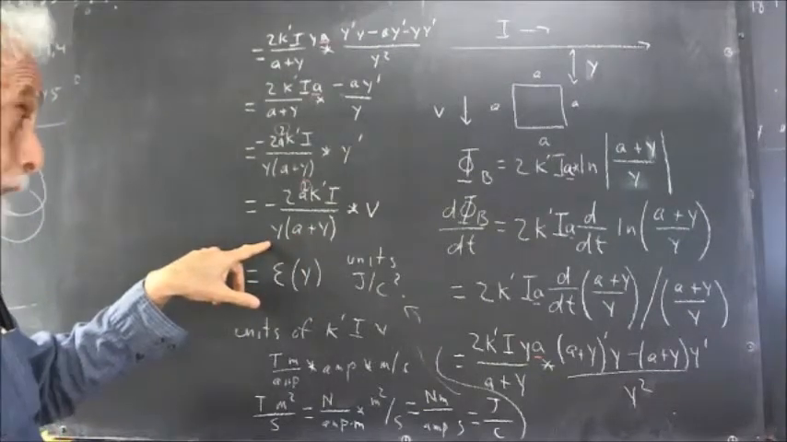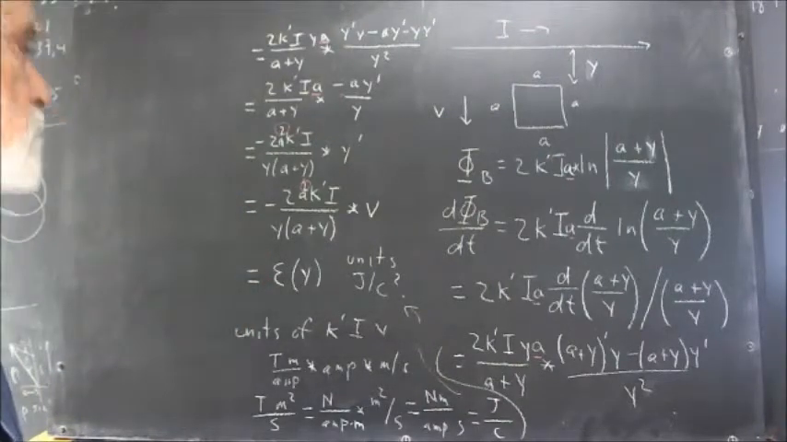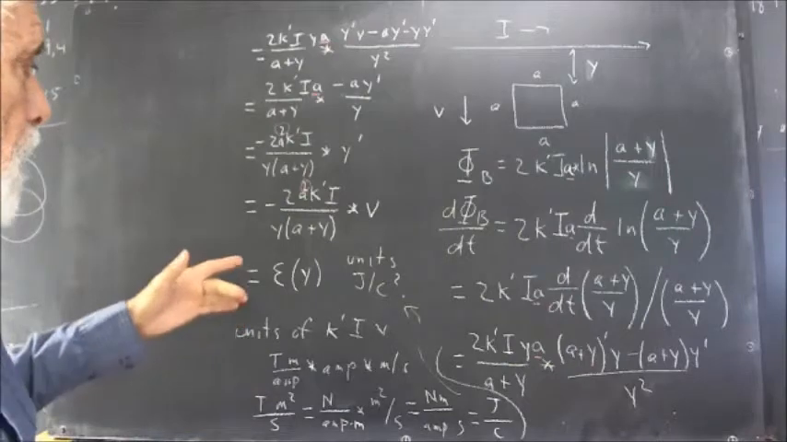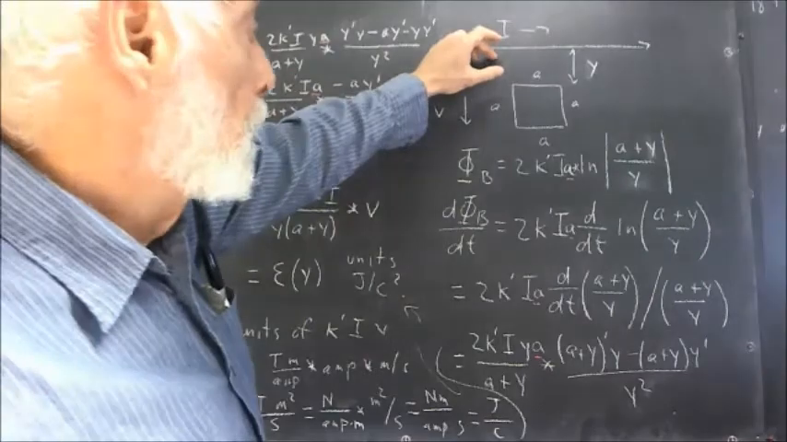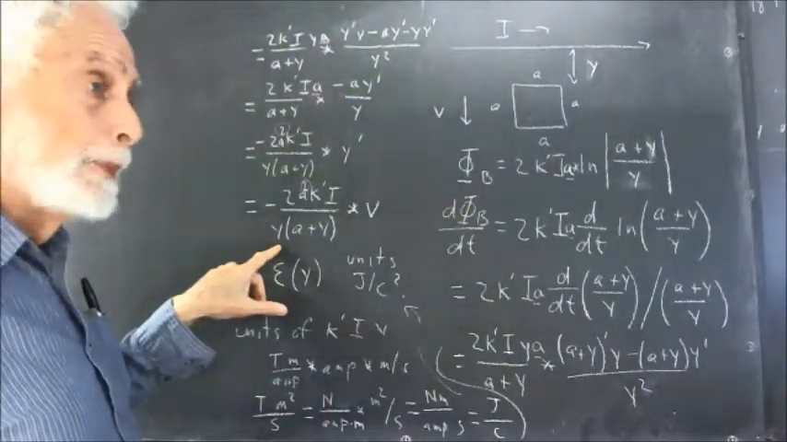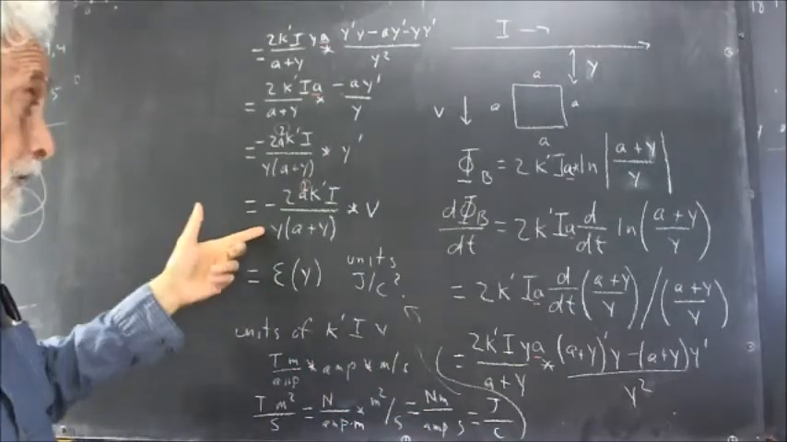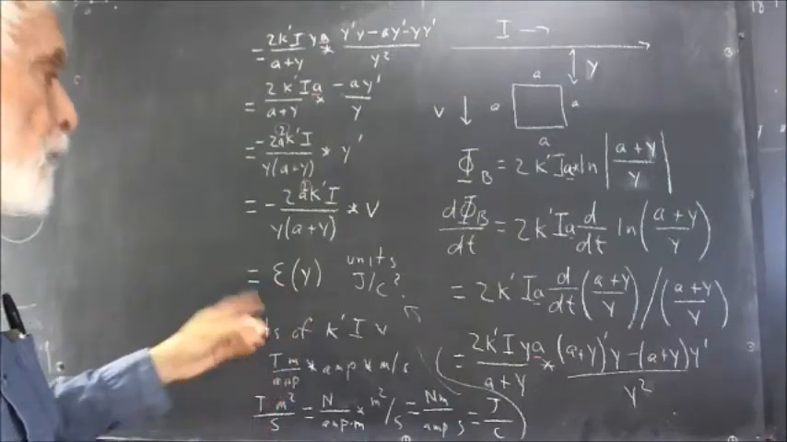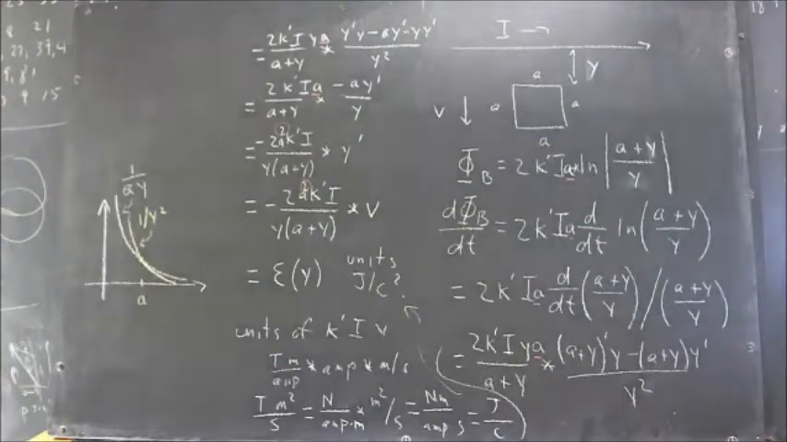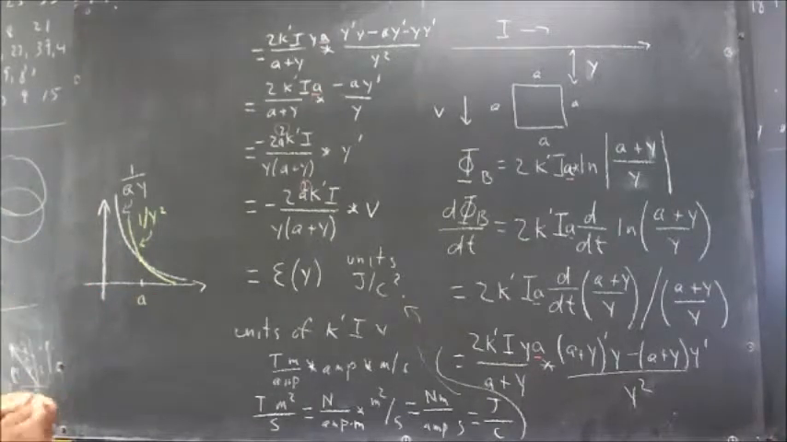Of course, you have a Y here. The result is that the EMF is going to fall off at a rate that's inversely proportional to Y. So when you're very close to the loop, the EMF is inversely proportional to Y. When you're far away, the EMF is inversely proportional to the square of Y. This entire expression is just proportional to 1 over A Y when Y is close to 0.